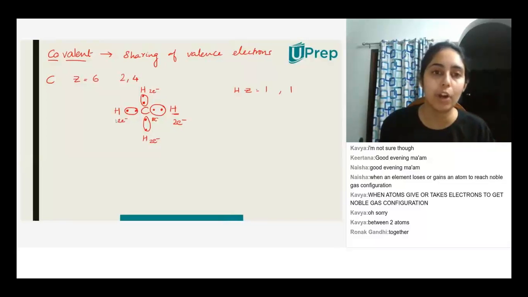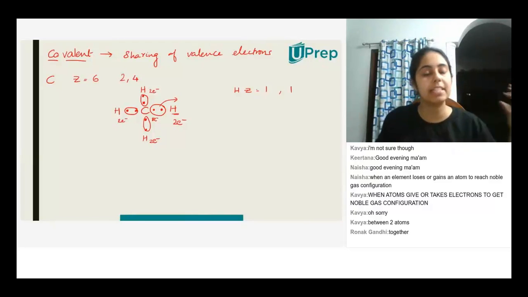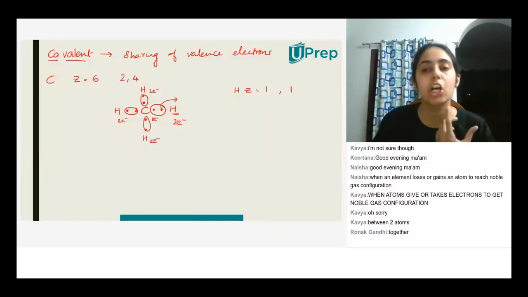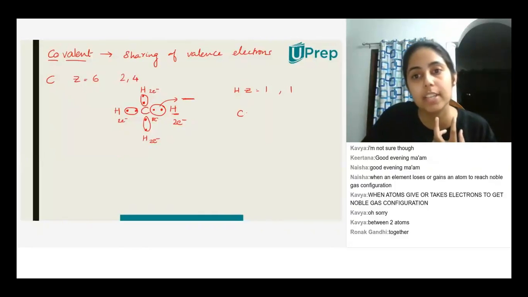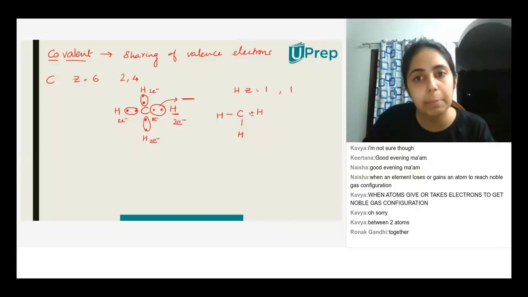Okay, so if I represent this bond, this is a bond. Basically, sharing of a pair of electrons between 2 atoms forms a bond. So this bond I can represent with a line. I'm just going to say C with a line like this. This line is nothing but 2 electrons that are being shared. So those 2 electrons I'm representing with a line.